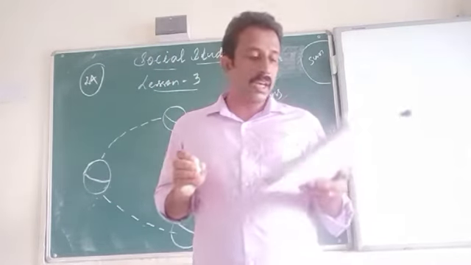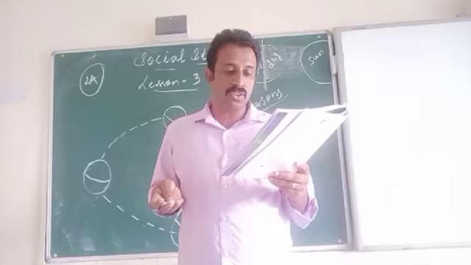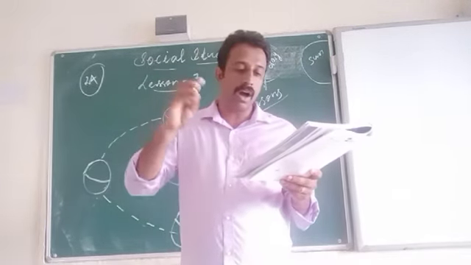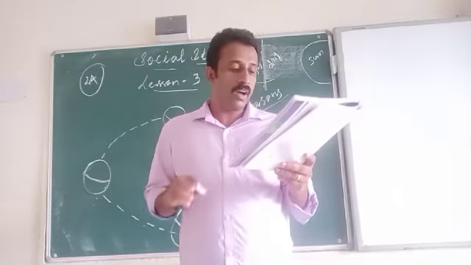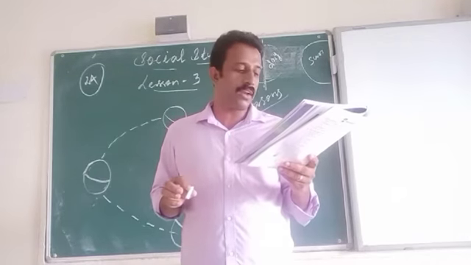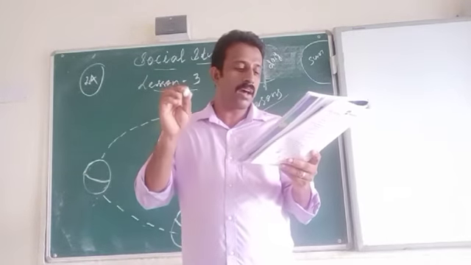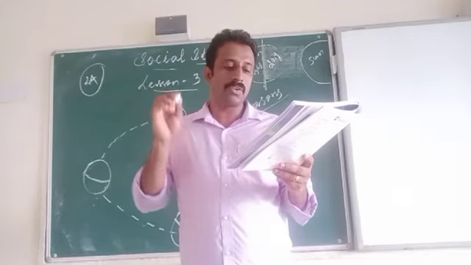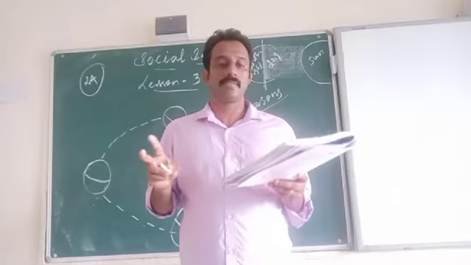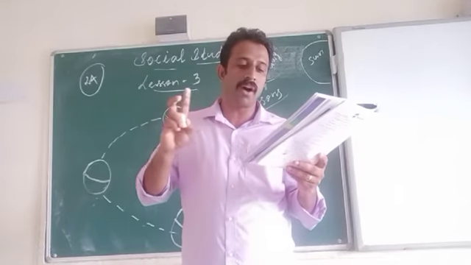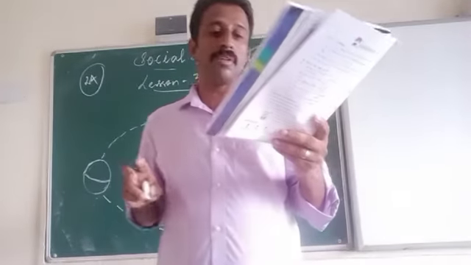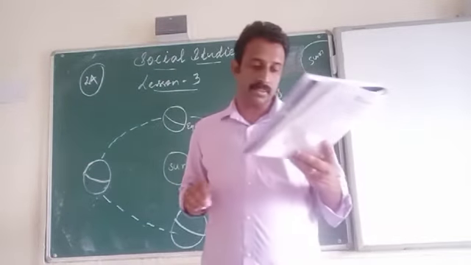The rotation of the earth also influences the direction of the flow of the ocean and the direction of the wind. It also causes tides. Tides are the rise and fall of the sea level twice a day, and there are about 12 hours and 25 minutes between two high tides. Did all of you understand?